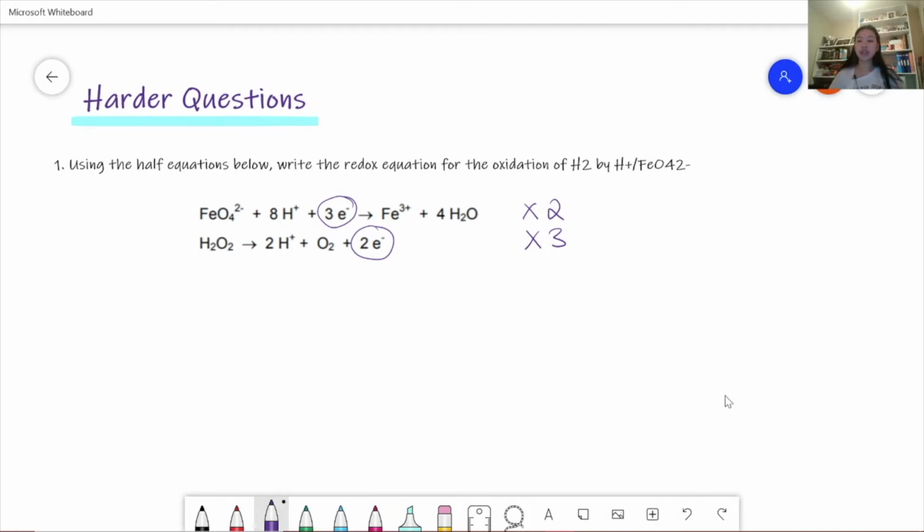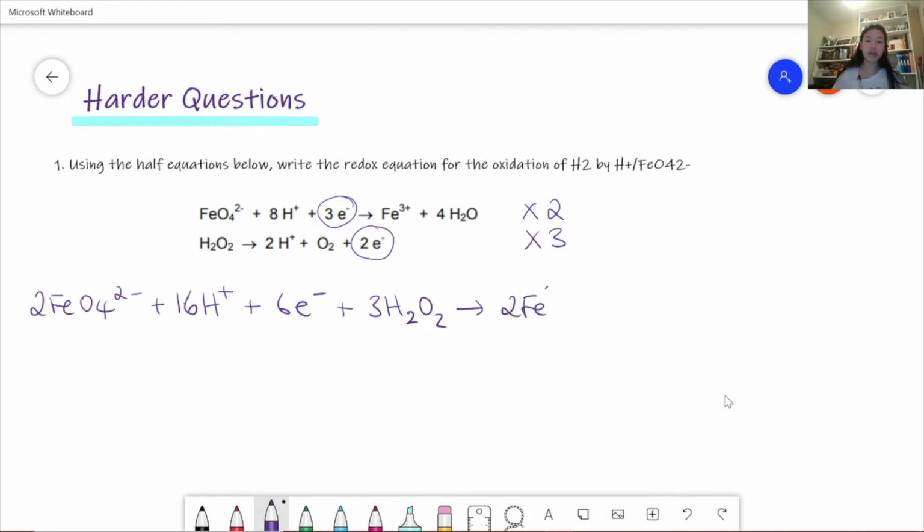So we get 2 FeO4 2- plus 16 H+ plus 6 electrons plus 3 H2O2, and that goes to form 2 Fe3+ ions plus 8 waters plus 6 H+ plus 3 oxygens and 6 electrons.